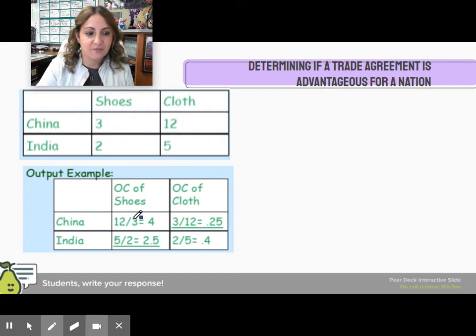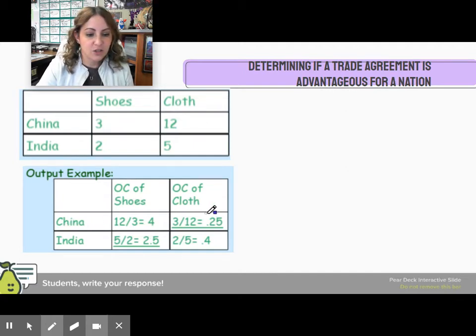I wrote it down right here. For 12, the other number comes over, 3 over 12. That's down here. And then for India, it's the other number comes over just the same, 5 over 2, and then 2 over 5. And we're looking for the smallest number, the smallest opportunity cost, because that determines who has a comparative advantage, whoever has the lowest opportunity cost.